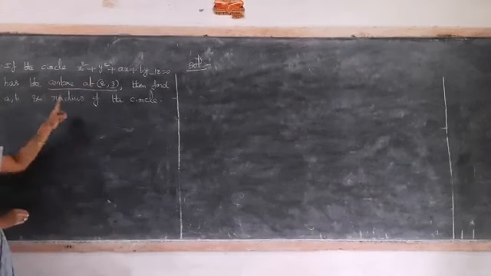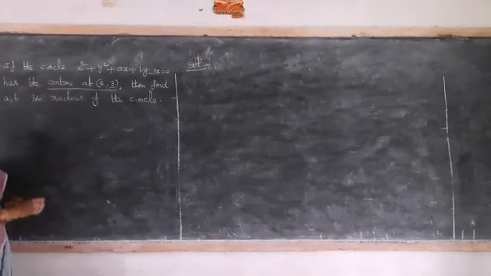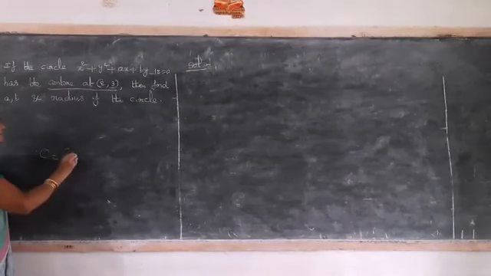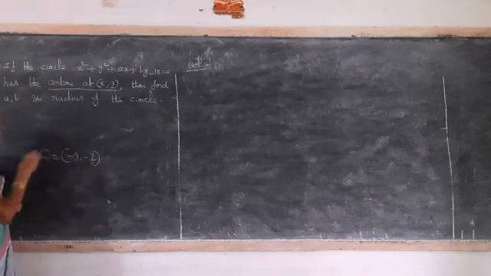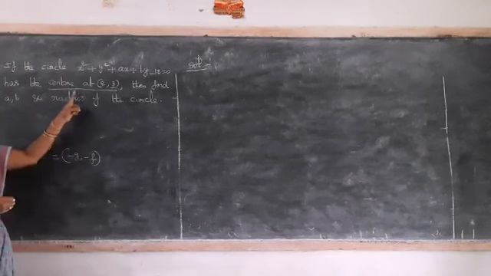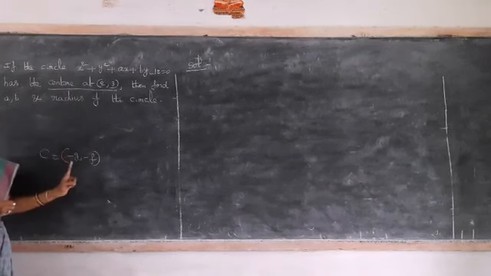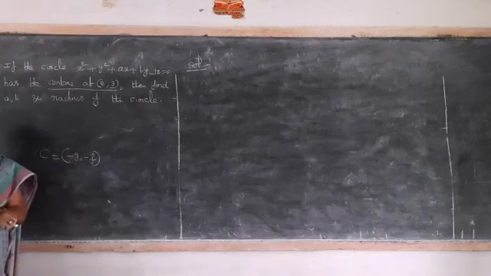Why? Because here center is given. Center formula is (minus g, minus f). That is, before applying this hypothesis, first you make ready g, f.